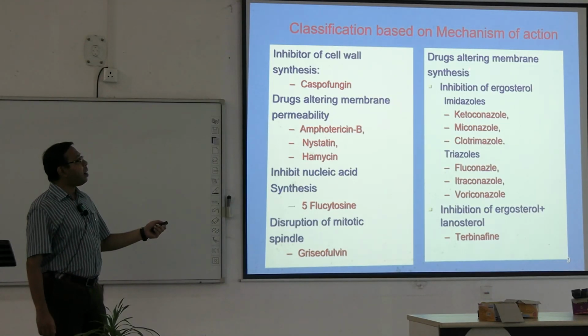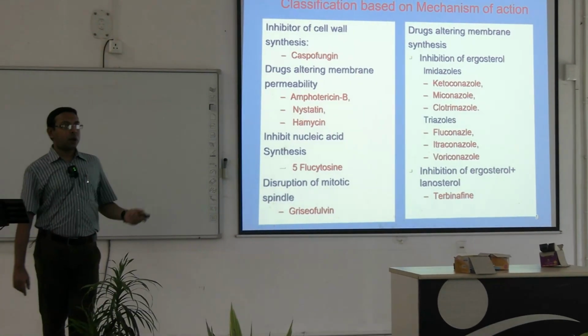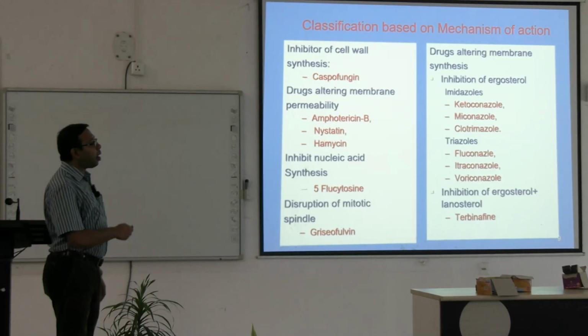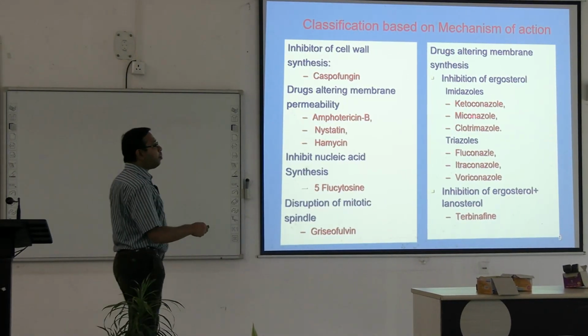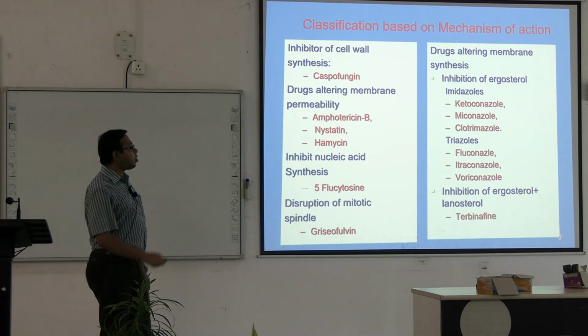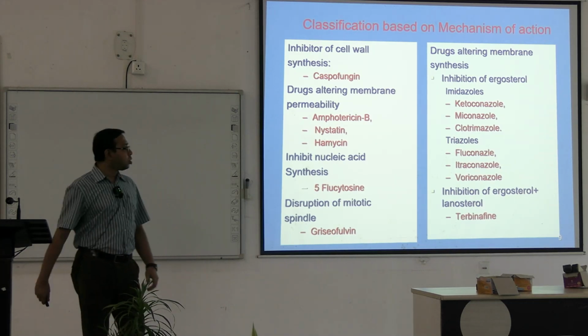Drugs altering membrane synthesis can work by inhibition of ergosterol. There are two types of antifungal drugs, Imidazoles and Triazoles. Examples of the Imidazoles are Ketoconazole, Miconazole, Clotrimazole, and examples of the Triazoles are Fluconazole, Itraconazole, Voriconazole. These are very commonly used.